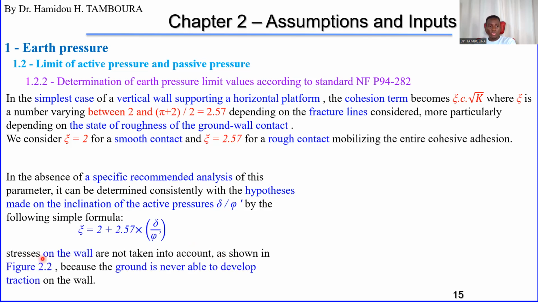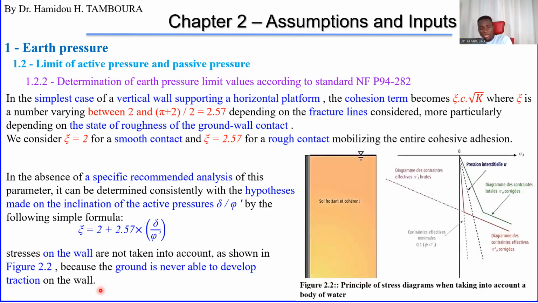Sometimes it happens that by subtracting the effect of the cohesion, the active pressure becomes negative. But since the ground cannot pull the retaining wall, in that case you need to correct the pressure. The ground will never be able to develop traction on the wall.